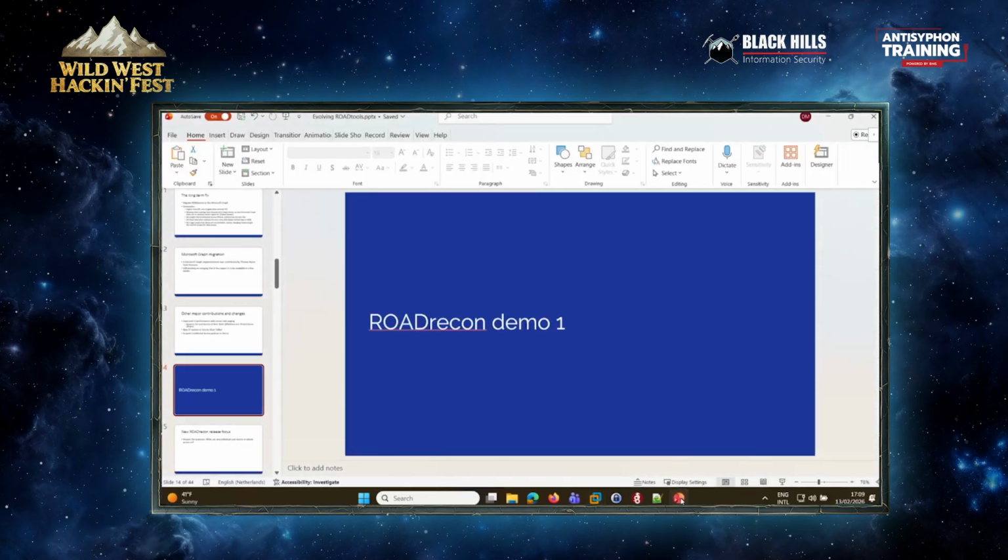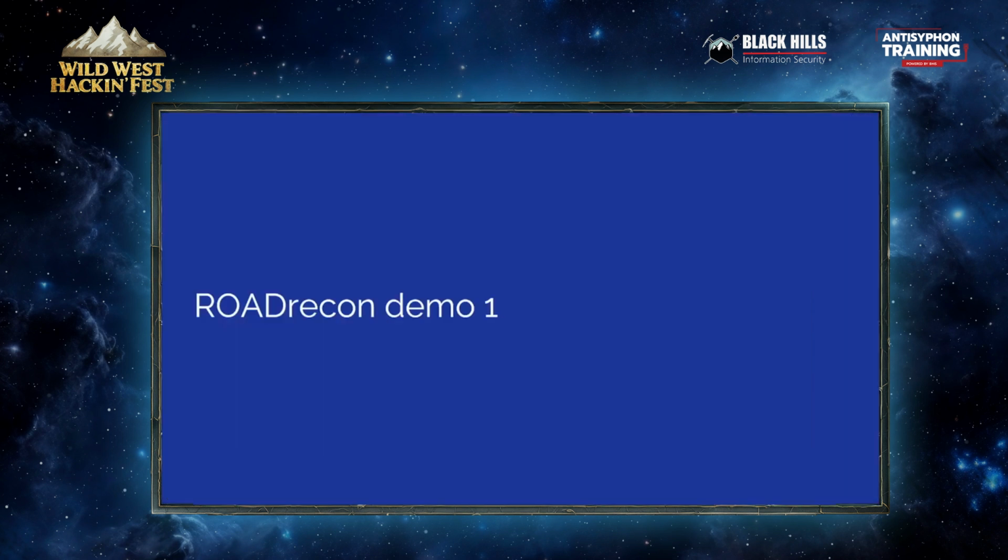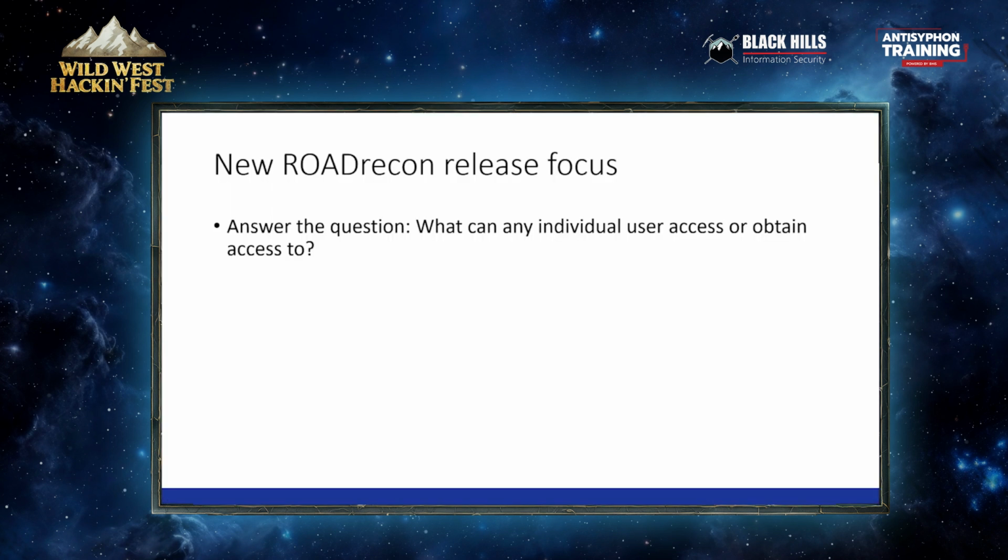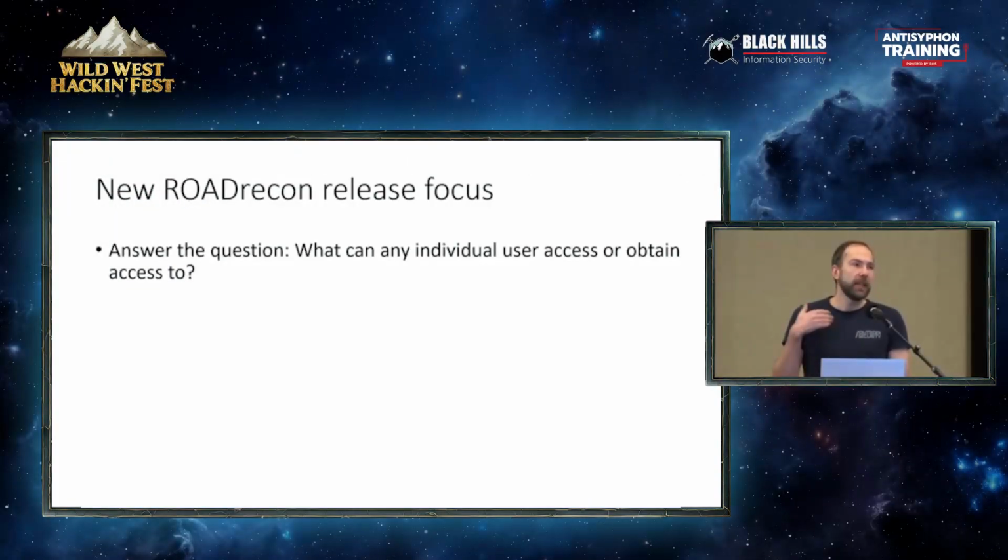So I also wanted to go into the other improvements that I have. What I really wanted to focus on for this specific release is to answer one question: if I have one individual user, what can that user actually access? What kind of rights does that user have? What can that user do? It's not always a very easy question to answer, because Entra doesn't always have all the data. Sometimes you get access in other services, in other APIs basically, that you have to query. So that's really the focus for this release.